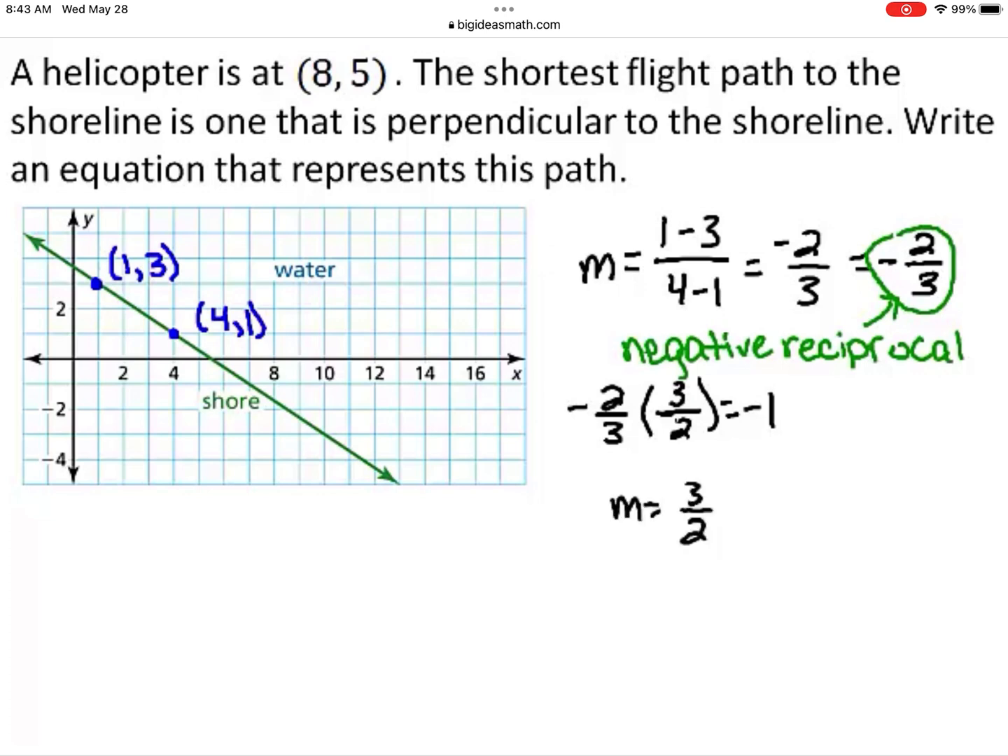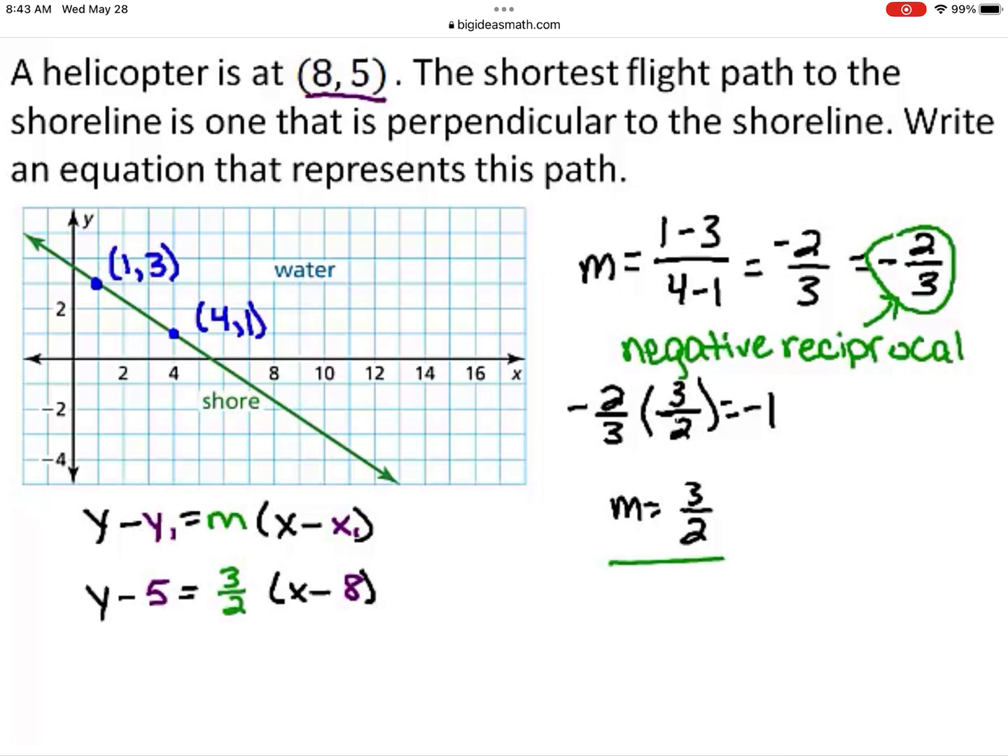Use the slope m equals 3/2 and the point slope form to write an equation of the shortest flight path that passes through 8, 5. Substituting 3/2 for m, 8 for x1, and 5 for y1, you get y minus 5 equals 3/2 times the quantity x minus 8. Distributing the 3/2 through the quantity x minus 8, you get y minus 5 equals 3/2 x minus 12. Now solve for y by adding 5 to each side, giving you y equals 3/2 x minus 7.